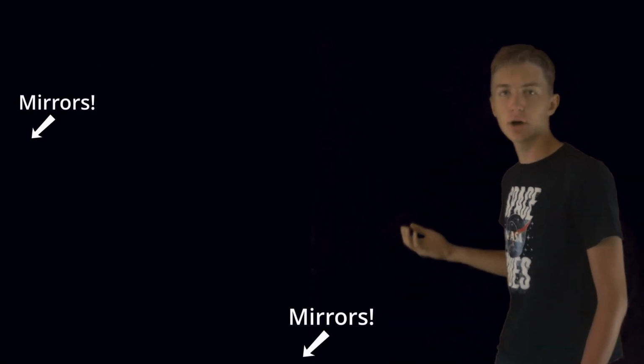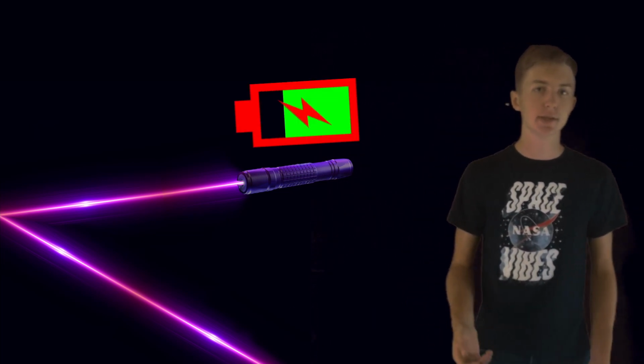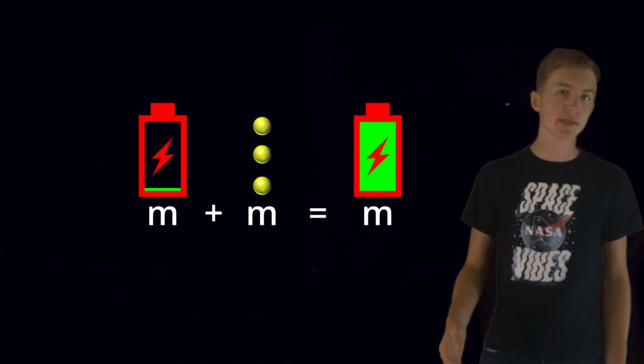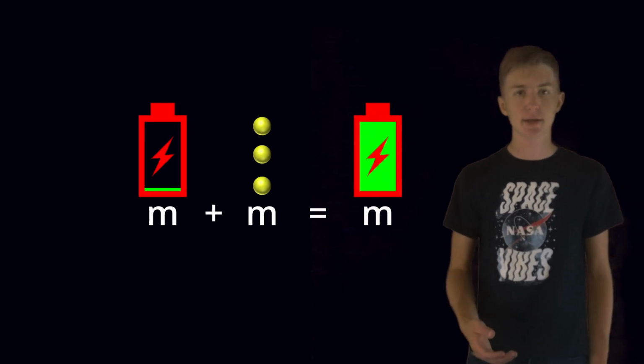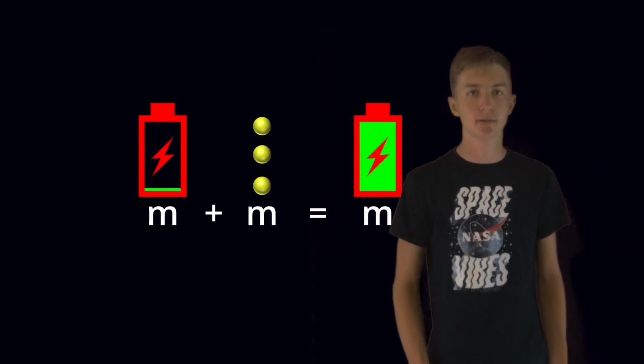Another example of this is if I'm in a mirrored room and I turn on a laser. The laser emits a beam of photons and loses chemical energy, but the mass of the room does not change because of the extra energy from the photons.